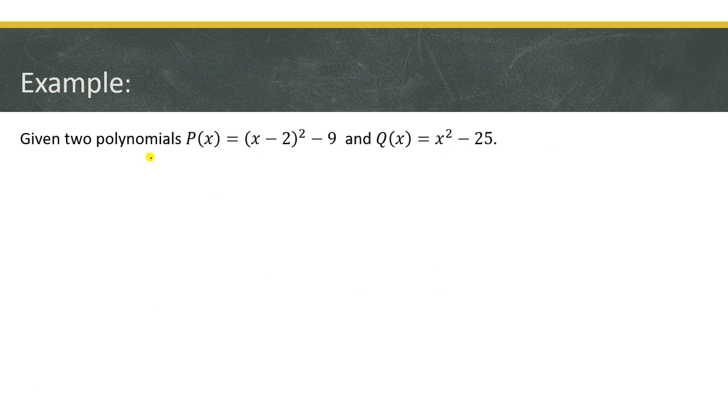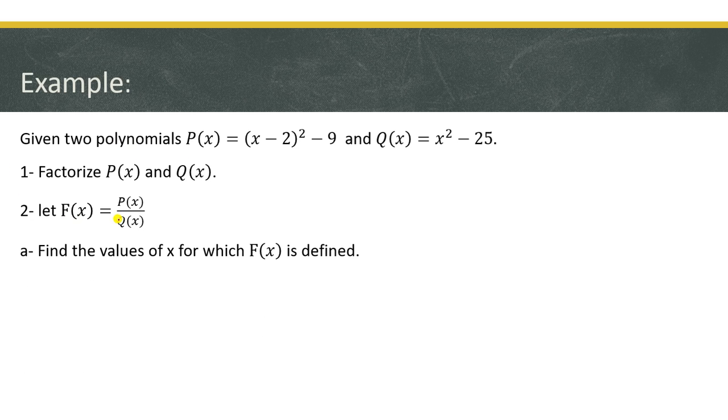Example: we have two polynomials p of x and q of x. We want to factorize p of x and q of x. Then we have a fractional expression p of x over q of x. Find the values of x for which f of x is defined, or in another way, find the domain of definition of f of x. And the last one, simplify f of x. Okay.